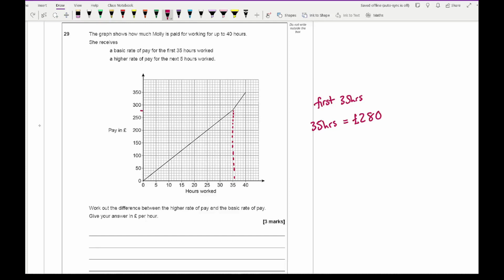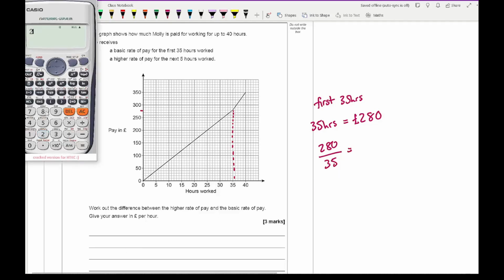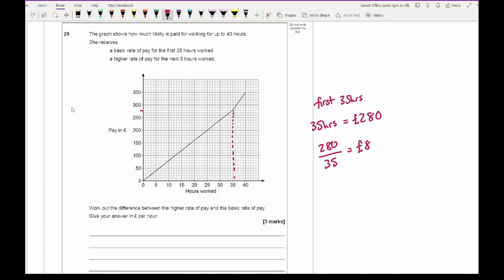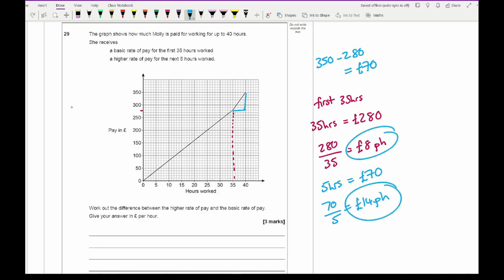Then, if we work out the rate of pay, that's going to be 280 divided by 35. And again, reaching for the calculator, 280 divided by 35 gives me a rate of £8 an hour. So now what I need to do is work out the rate of pay for the next part. You could call this overtime. So she's got 350 minus 280, which equals £70. So for the next 5 hours, she has got £70. Then 70 divided by 5 equals £14 per hour. And what the question's asking me for is the difference between these two numbers. So here I've got 14 take away 8, giving me an answer of 6.